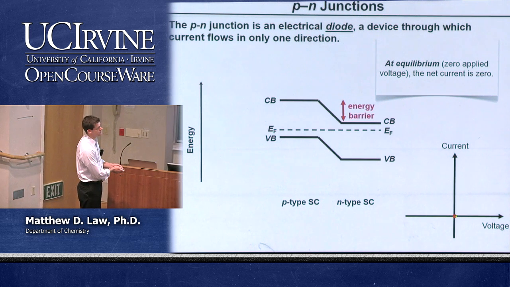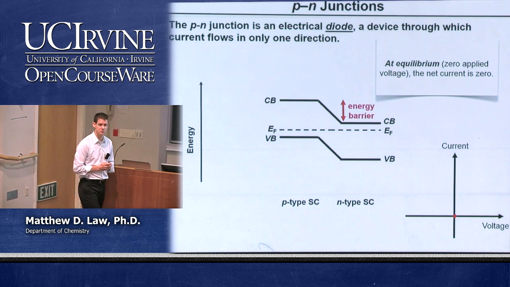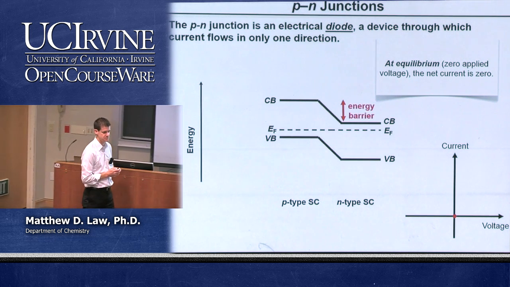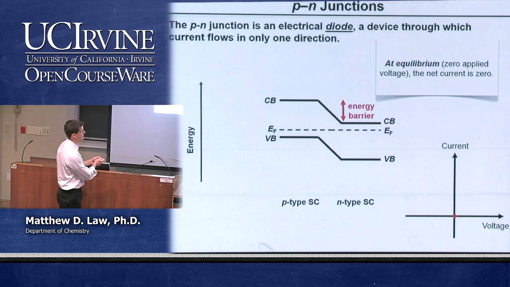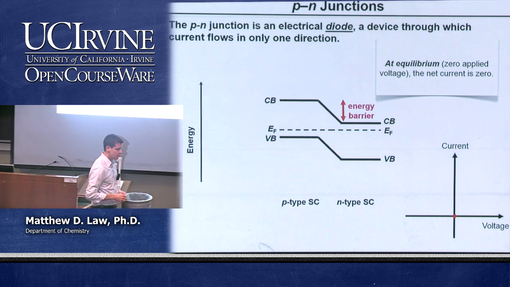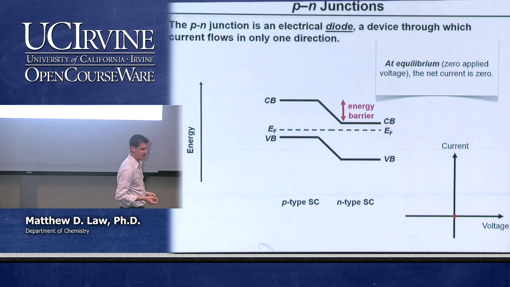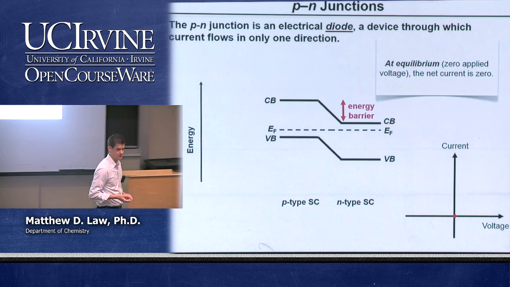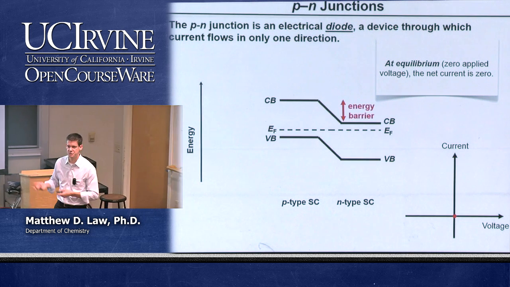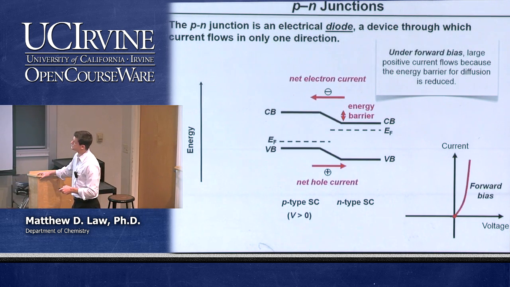At equilibrium, we have no current and we have no applied voltage, so it passes through the origin of those axes. I'm showing here the equilibrium situation. No net current. Let's now apply a positive voltage to the p-type side of the diode. And this is the convention. We always apply the voltage to the p-type. If we apply a positive voltage to the p-type side, what happens?